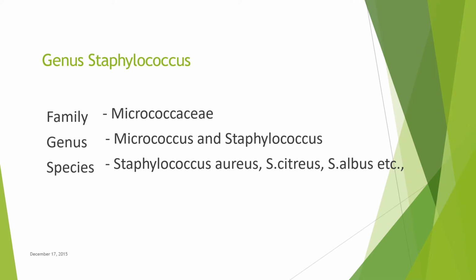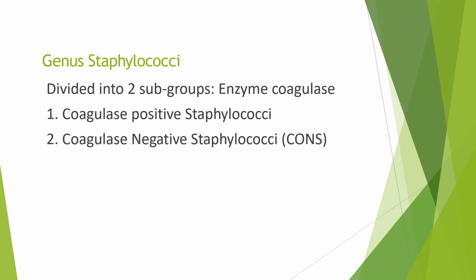Moving on to the taxonomic classification, it comes under the family Micrococcaceae, and the genera Micrococcus and Staphylococcus. There are two genera in this family, Micrococcus and Staphylococcus. Then there are many species: Staphylococcus aureus, Staphylococcus citreus, Staphylococcus albus, Staphylococcus saprophyticus, etc.